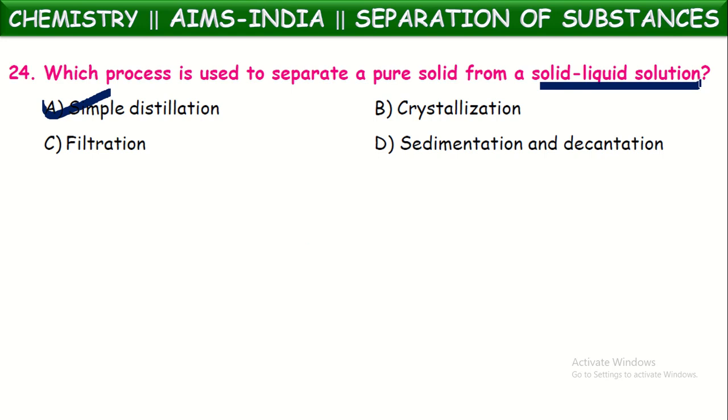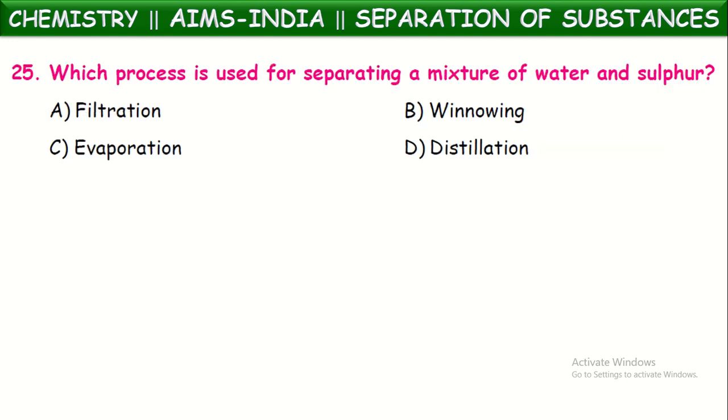They mentioned here solution. So filtration cannot be used there. Even sedimentation, decantation also cannot be used. Out of these two, the simplest one is simple distillation process. By that we can get pure liquid as well as solid separated. Okay, next one. Which process is used for separating a mixture of water and sulfur?